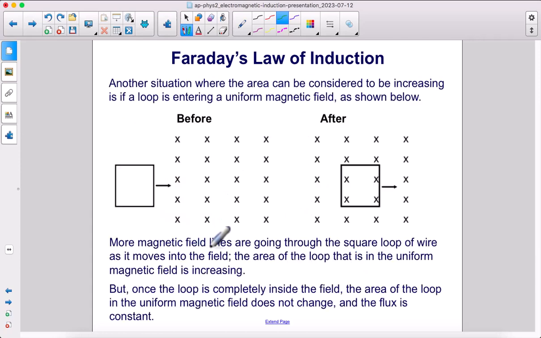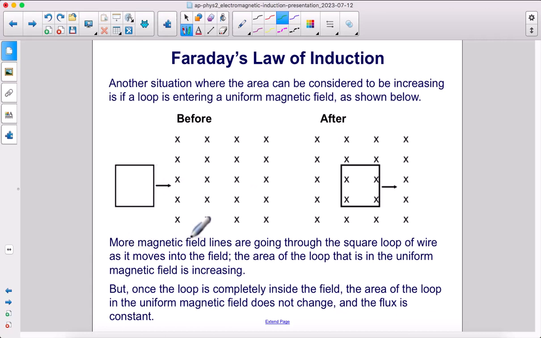Another situation where the area can be considered to be increasing or decreasing is if a loop is entering or exiting a uniform magnetic field, as shown below. This situation arises quite often in this course. So we have a loop and it moves with velocity into a field.